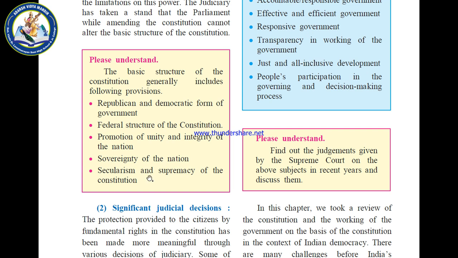And the secularism and supremacy of the Constitution. Secularism, India is a secular country. India has several religions, and the Indian Constitution has given the right to the Indian people that anyone can follow any religious practice according to their own. So this cannot be changed, and supremacy of the Constitution. At last, the final word will be the Constitution. Constitution will be the superpower. So this is the basic structure of the Indian Constitution.